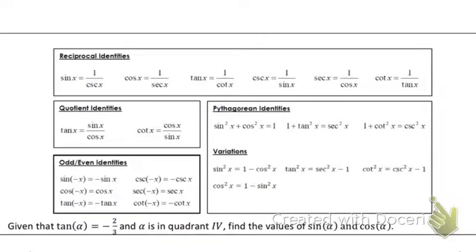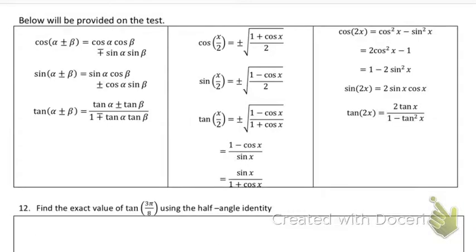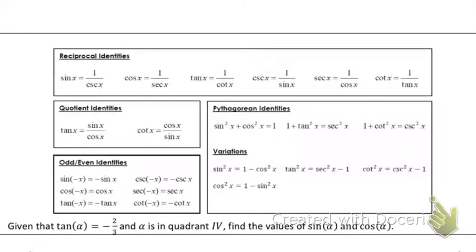Make sure you know these. This will not be on the test. This will not be provided to you. Once again, what will be provided to you are all of these. All of these will be on the test. I put below will be provided on the test. These guys will not be on the test, and it is needed that we know these.